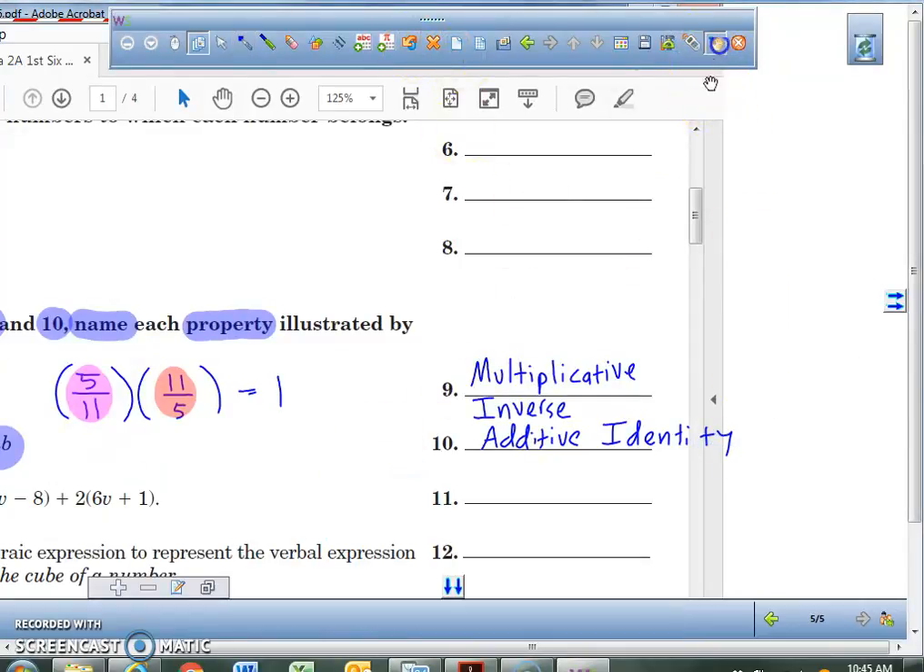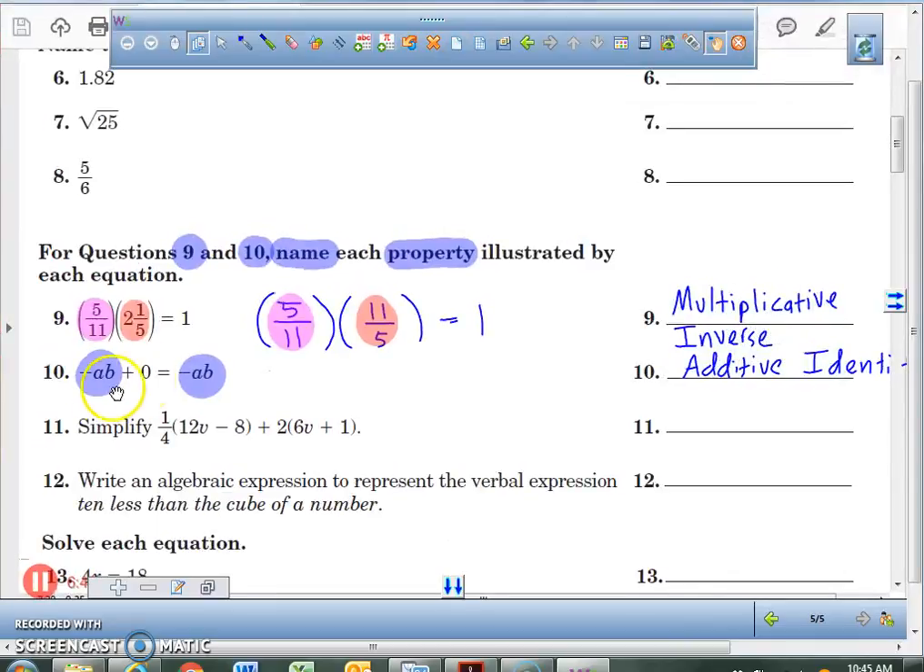All right, no, the additive identity. Okay? Just remember, any number plus 0 is itself, that's the additive identity. The multiplicative identity is any number times 1 is itself.